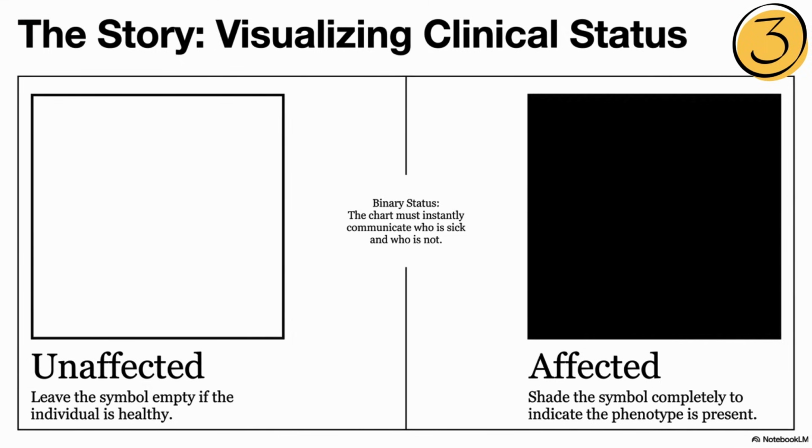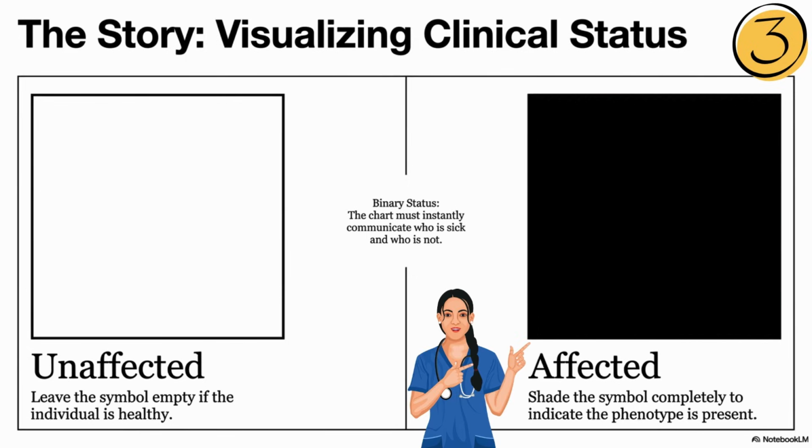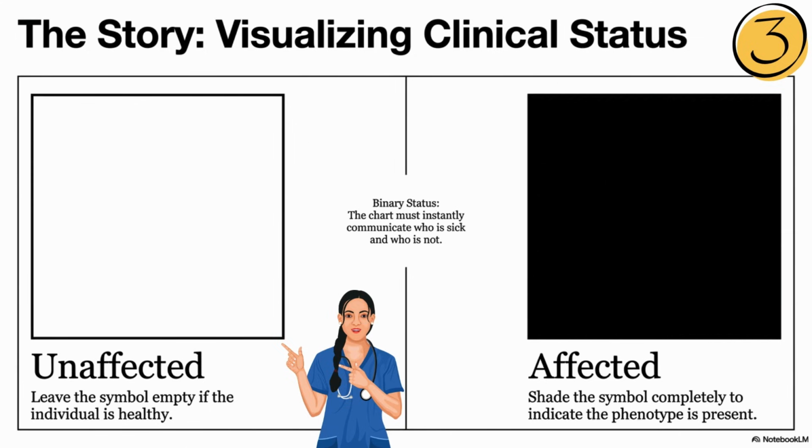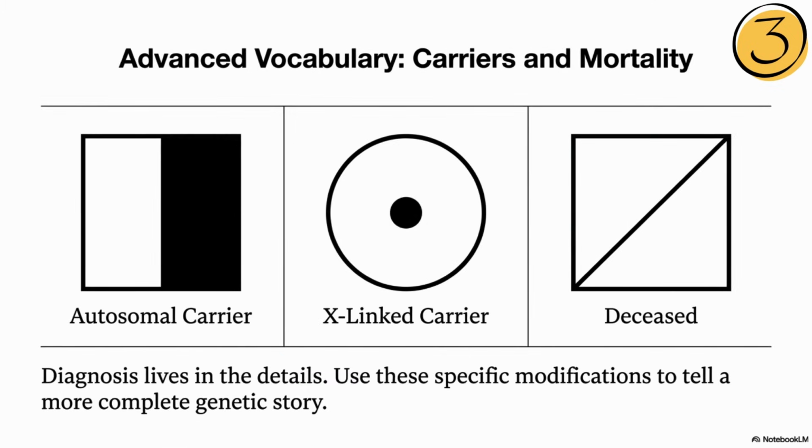Step 3. The status. Now let's tell the story. Who is sick? Draw the affected one by shading it completely black. Leave the unaffected one empty or white. The carrier in autosomal diseases is drawn half shaded or vertically split. The carrier in X-linked diseases is drawn as a dot in the center of a circle. The deceased subject is drawn as a diagonal slash through the symbol.